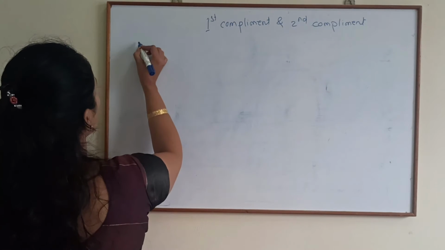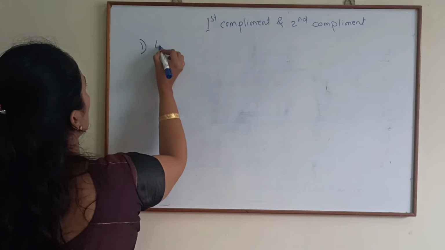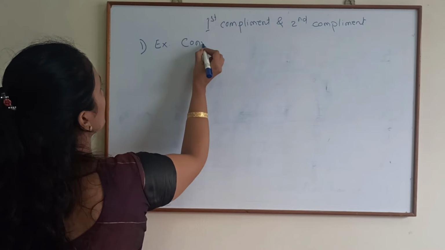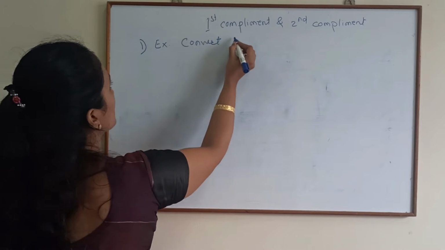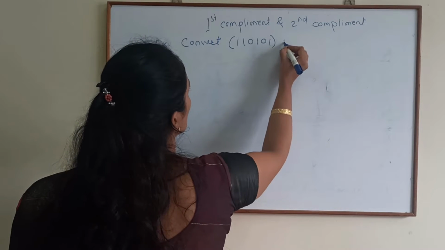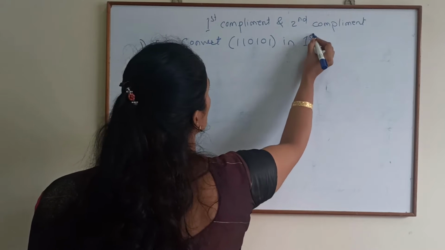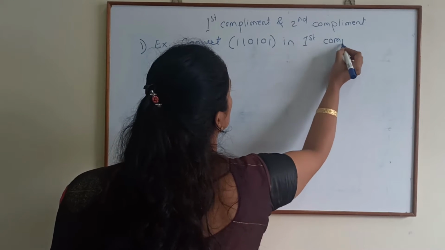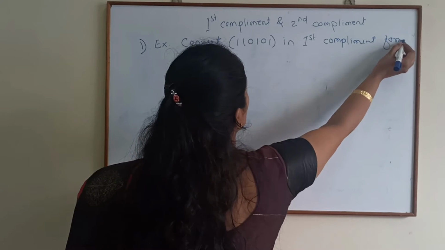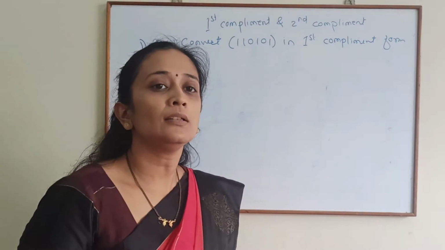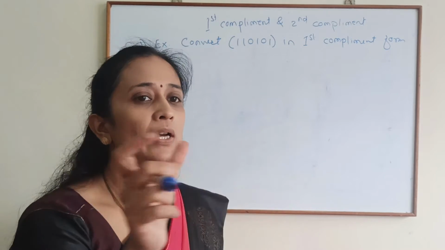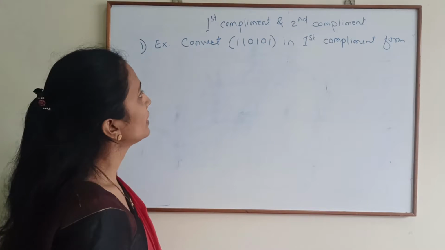First we will see how to find out first complement. For that we will take one example. Convert 110101 in first complement form. Such a type of question they may ask in first part A, for 2 marks, that convert this binary number into its first complement form.